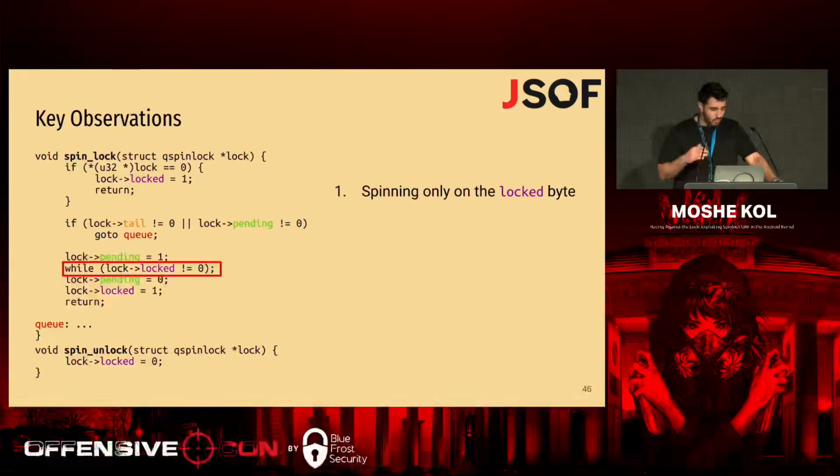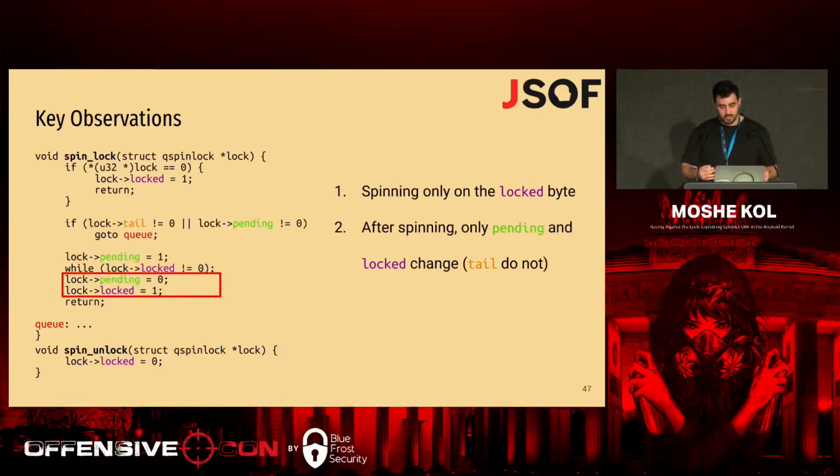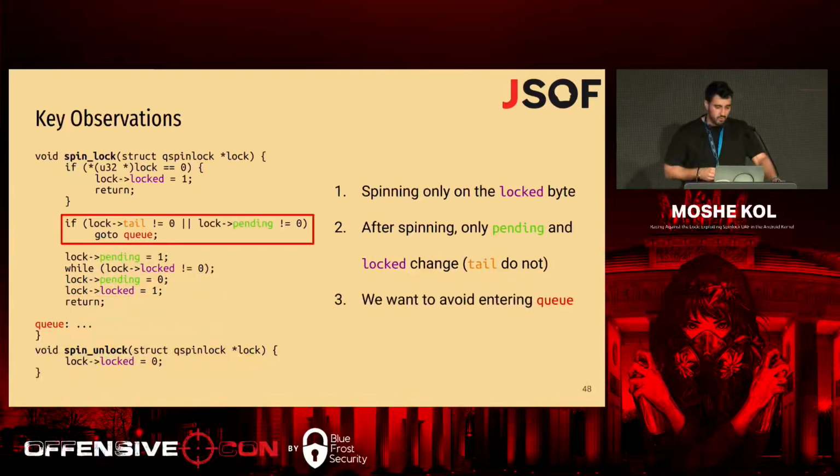Now, 3 things to note about this implementation from an attacker standpoint: first, the spinning is done only on the locked byte until it becomes 0. After this optimistic spinning, it will set only the pending and the locked bytes and would not touch the tail bytes. And also, we want to avoid entering the Q label. It turns out that if we enter the Q label with uncontrolled bytes, then we are going to get an uncontrolled memory corruption that will likely crash the kernel. So we want to avoid entering the Q label and stay with this optimistic spinning phase.